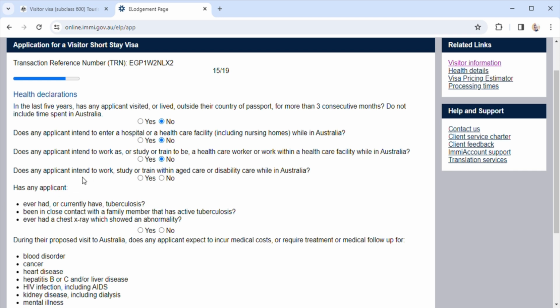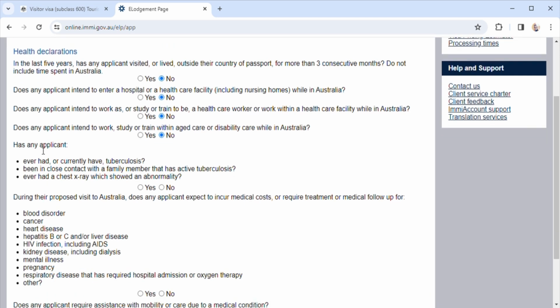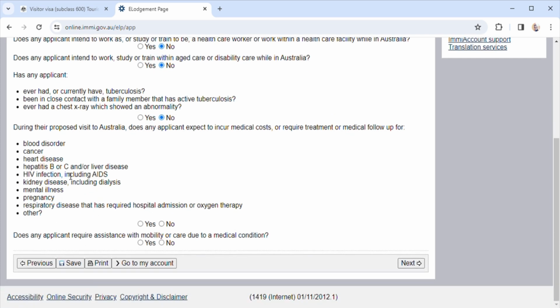Does any applicant intend to work or study or train? You say no. You read through. I'm just showing you what exactly should be done. You understand me? During the proposed visit, does an applicant expect to incur a medical cost or require treatment? You say no. Does any applicant require assistance with mobility or care? No. Then we say next.